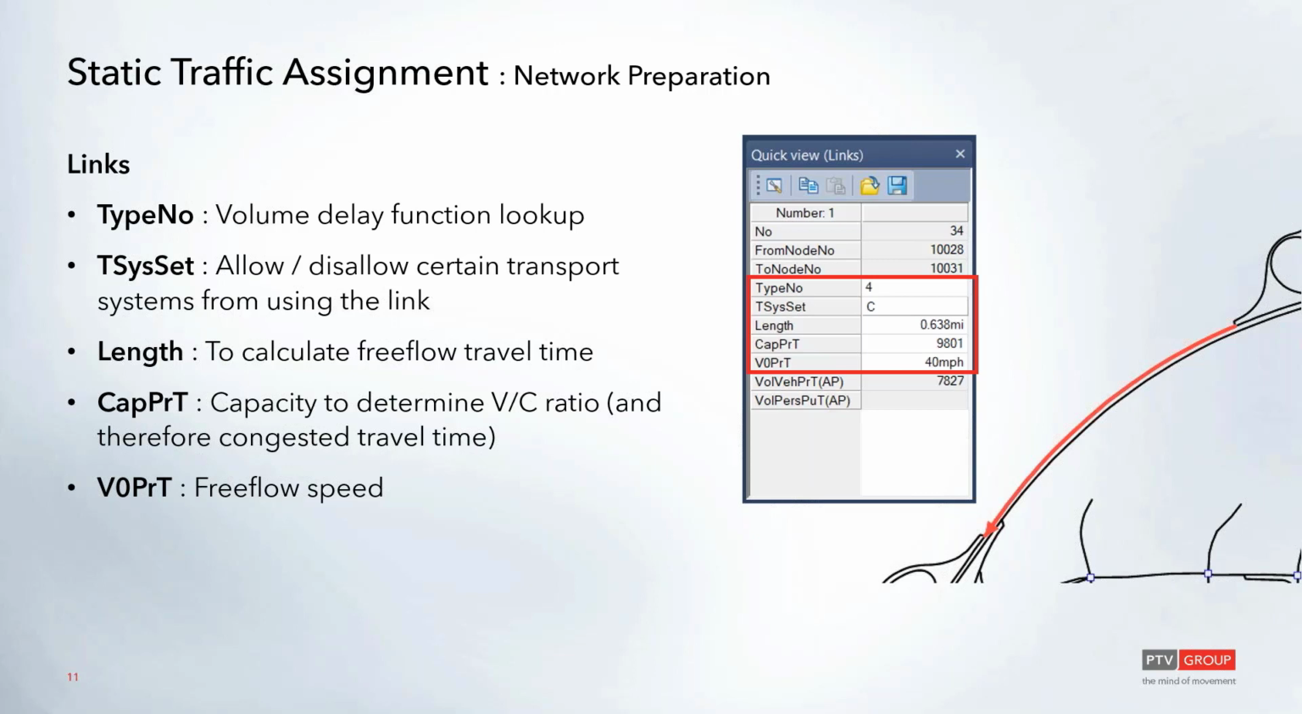And then the link length is going to be used to calculate the free flow travel time in the network. This will be automatically calculated by Visum when you add in a link. And then the capacity will be used to determine the volume capacity ratio, which will then lead to the congested travel time calculation. And then V0 is going to be used as the free flow speed, which will also be used to calculate that free flow travel time.